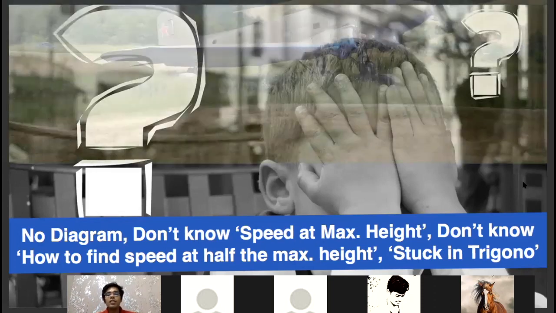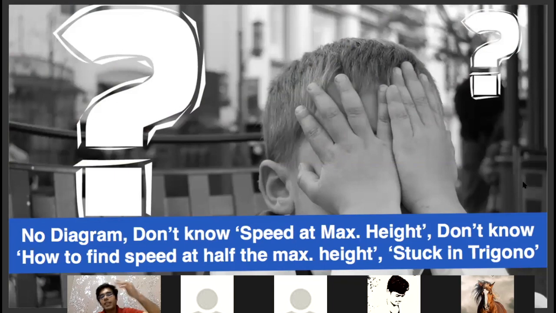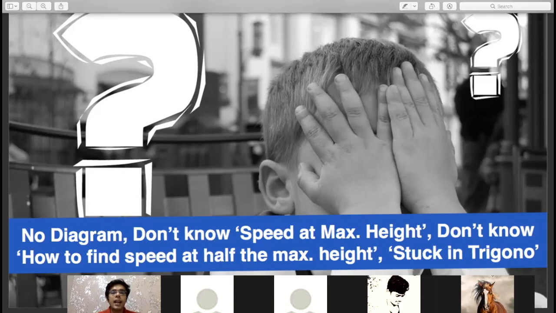So for this question, you first need to create a diagram. The speed at maximum height is u cos theta. U is the initial speed that you're taking and theta is the angle that you take. So speed along x-axis is always u cos theta, because there's no acceleration along the x-axis, and initial speed along y-axis is u sin theta, and there's an acceleration of minus g in y-axis. So using all these things, you can find the speed at half the maximum height, and then you need to do a bit of trigonometry at the end to come up with the right answer.